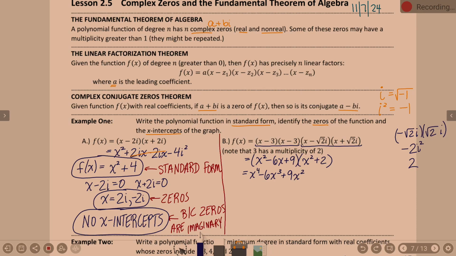And then I'm going to distribute my 2. So plus 2x squared, minus 12x, plus 18. We're not done though, because we're going to clean it up. What do we have? x to the 4th. Oh, there's not much cleanup here, is there? Minus 6x cubed. The cleanup you do have is plus 11x squared, minus 12x plus 18.